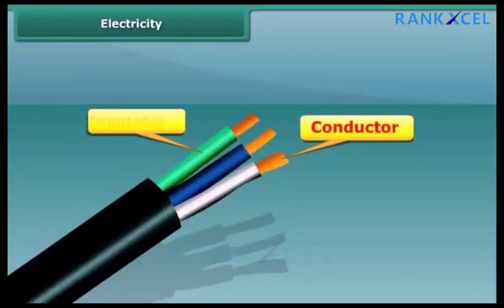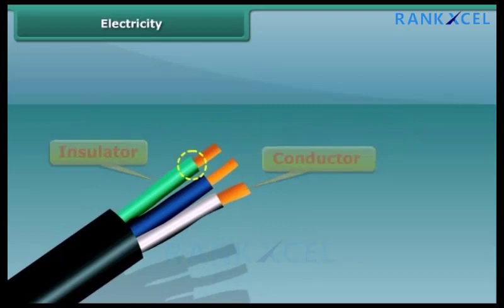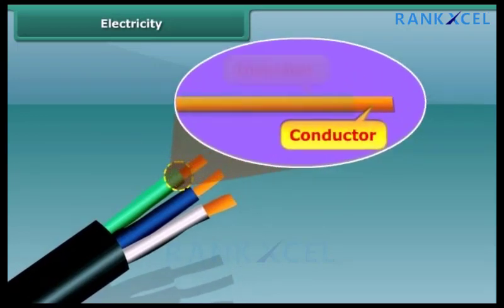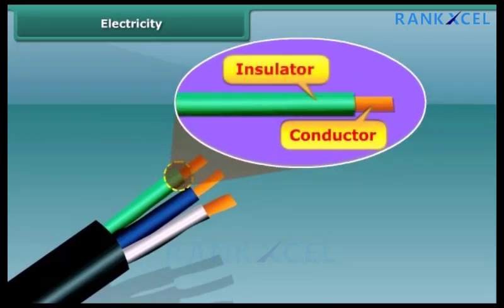Both conductors and insulators are important while using electricity. Conductors like copper or other metallic wires are used for electric supply, but at the same time, these metallic wires are coated with insulating materials like plastic or rubber for safety.